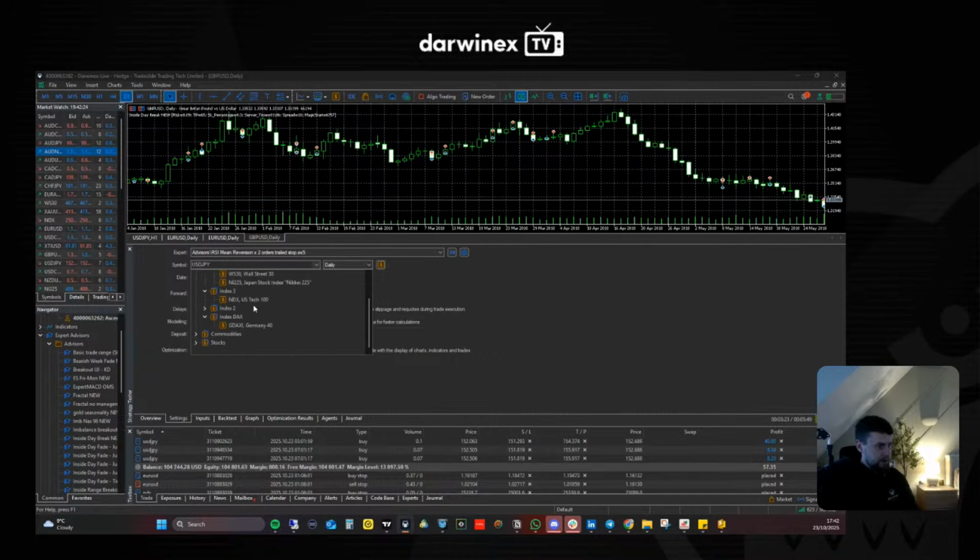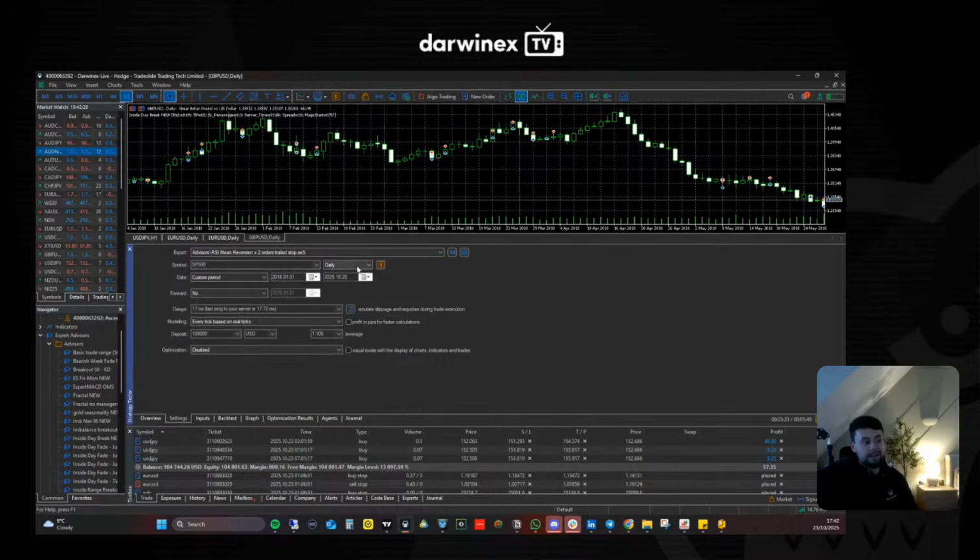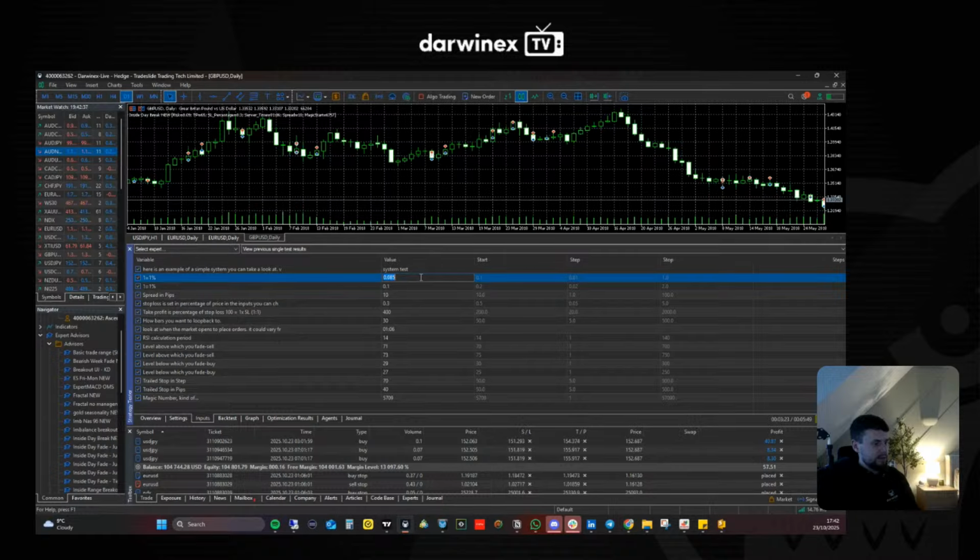Let's try it on an indices, because I had a conversation with one of my friends earlier who said indices are great for mean reversion. I disagree. I think we need to switch this to real tick, every tick for this. I disagree that indices are good for mean reversion, but I'm going to take his word for it, at least for this test. Now let's go 10 pips. What's the S&P spread now? 3. Yeah, 10 should be fine.